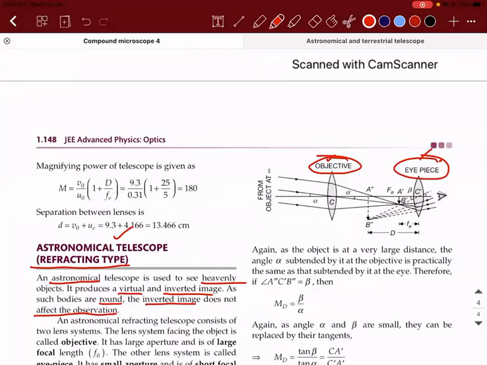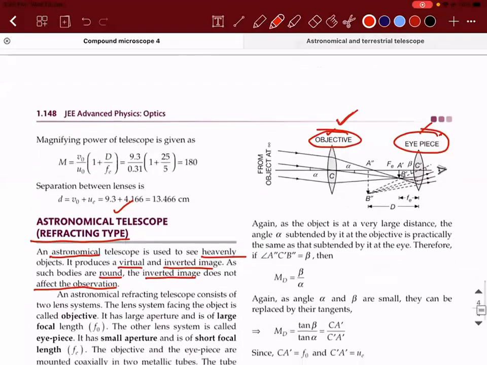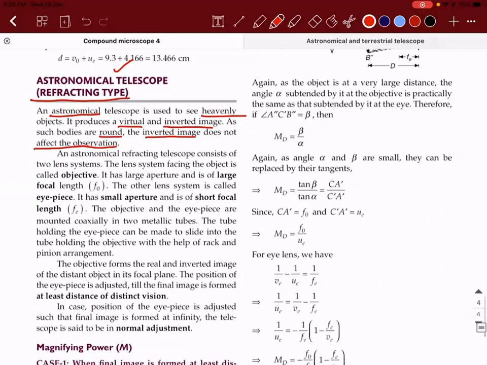Since the light is coming from a far away place, it is important for the device to collect a large amount of light within itself. That is the reason why the objective is going to have a greater focal length and greater aperture. So an astronomical refracting telescope consists of two lenses. The lens system facing the object is called the objective. It has a larger aperture and large focal length. The other lens system is called the eyepiece, which has a smaller aperture and short focal length.